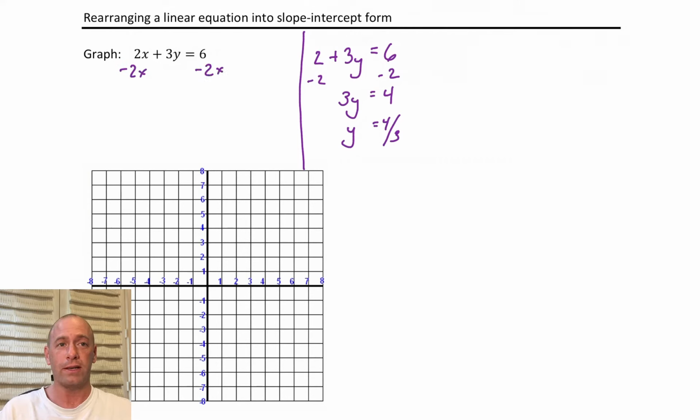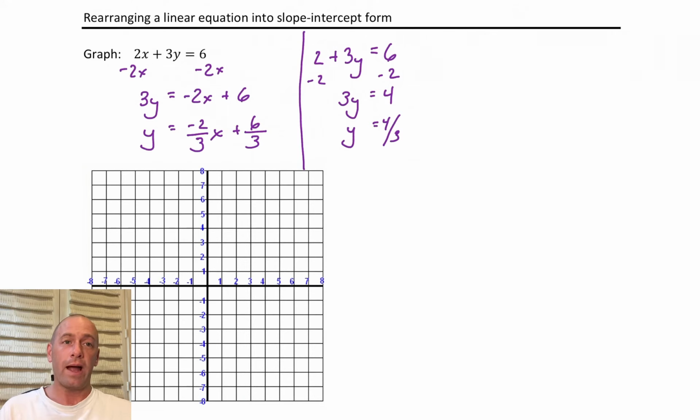Instead of subtracting 2, I'm going to subtract 2x. And as long as I do it to one side, I have to do it to the other. Now since the terms on the right-hand side aren't like terms, I can't combine them. I have to leave it as -2x plus 6. To get y by itself now, I divide everything by 3, just like I did on the right.